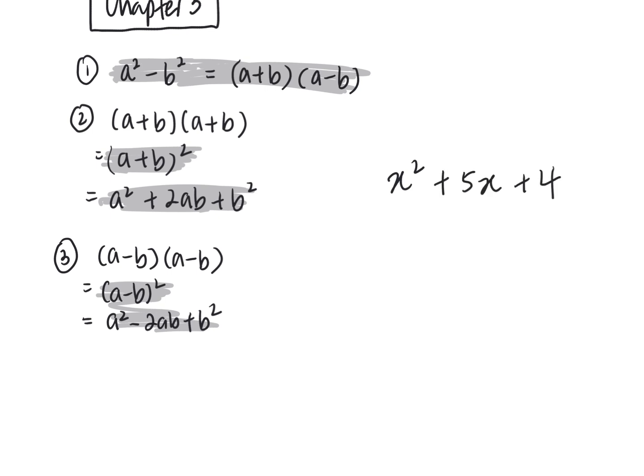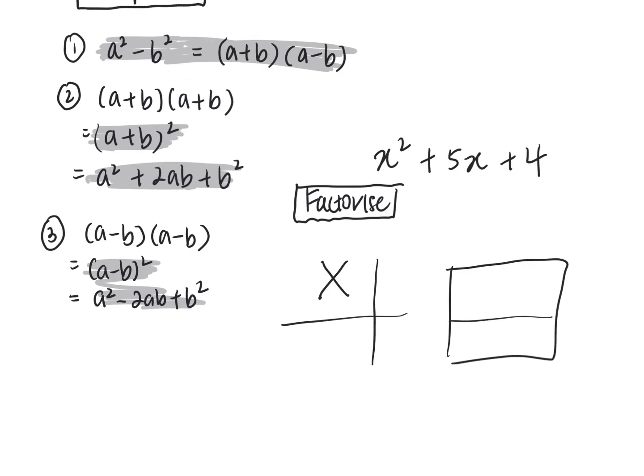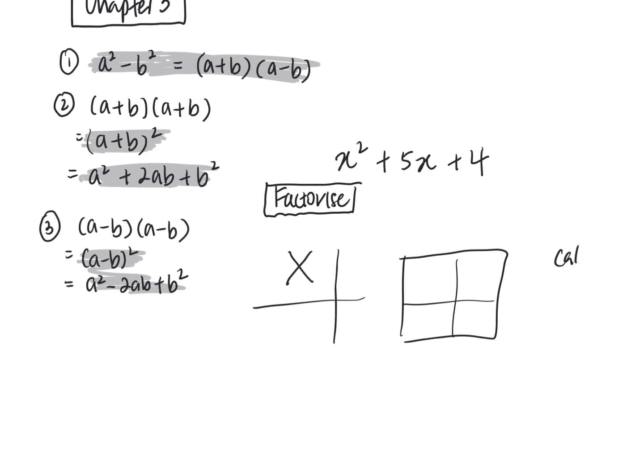Okay, so if I ask you to factorize, when you see the word factorize, you need to break it up into its factors. So you either use this one, or calculator. So this one we will write x squared, 4. So x times x, 4 times 1. So 4 times x is 4x. X times 1 is x.